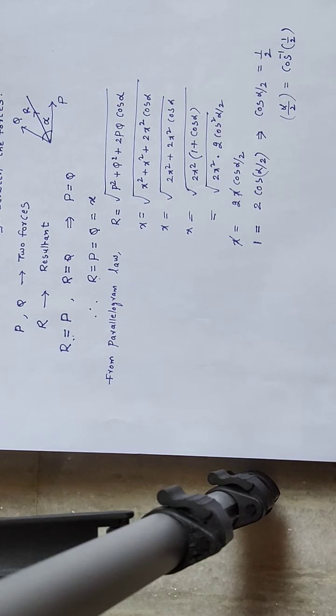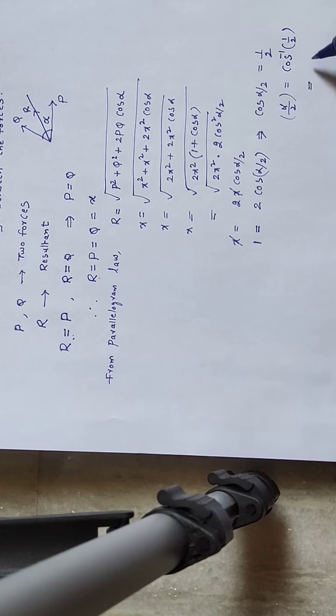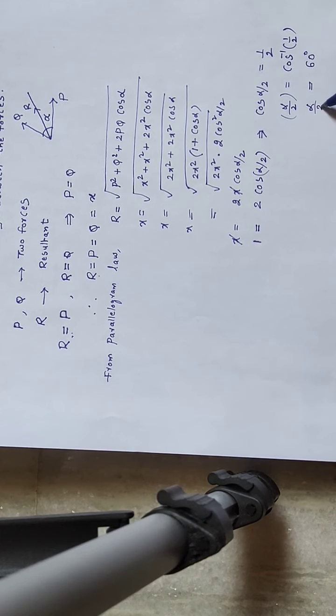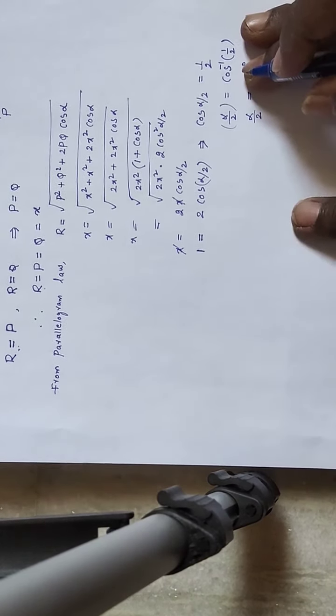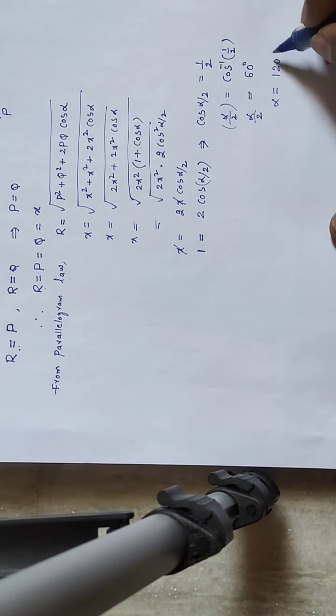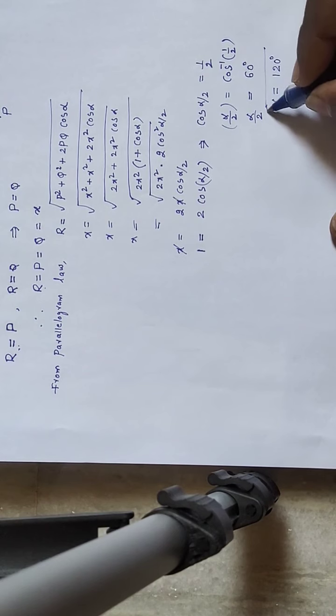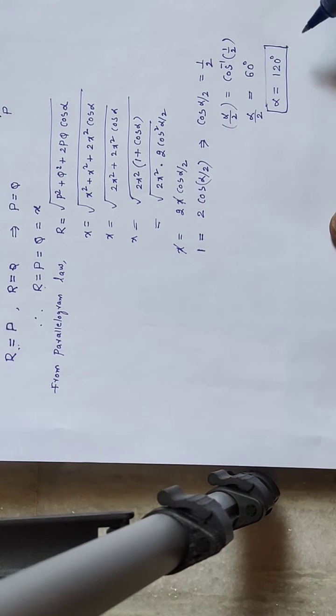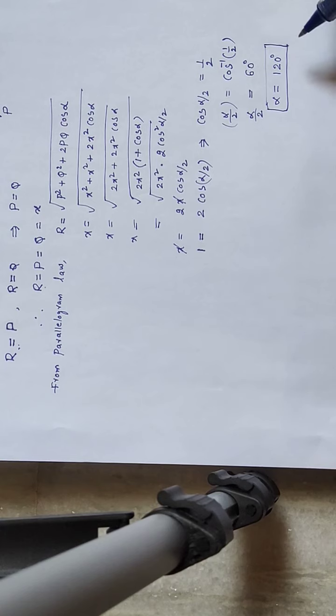So cos inverse of 1 by 2 means 60 degrees. So alpha by 2 equals 60 degrees. So alpha equal to 2 into 60, 120 degrees. So the angle between the two forces will be equal to 120 degrees.